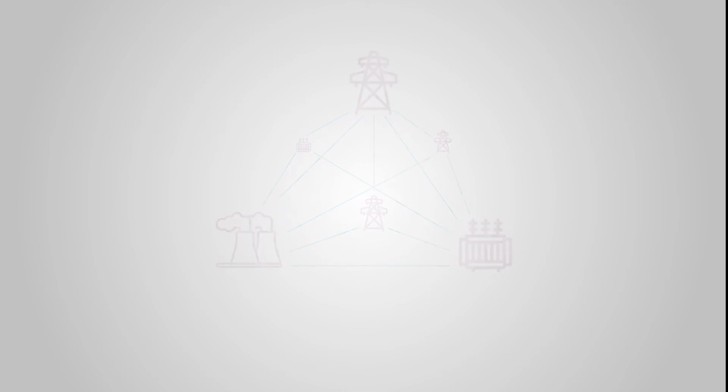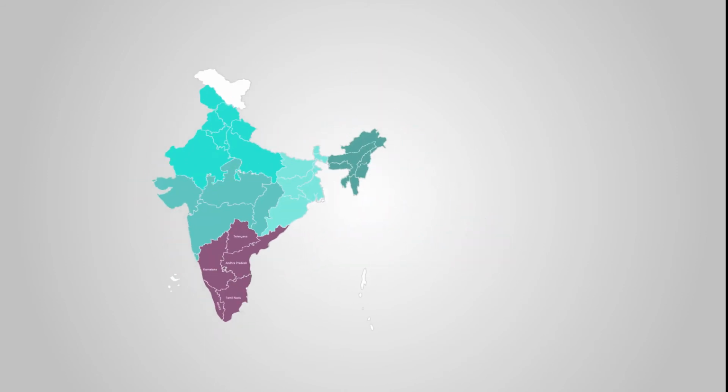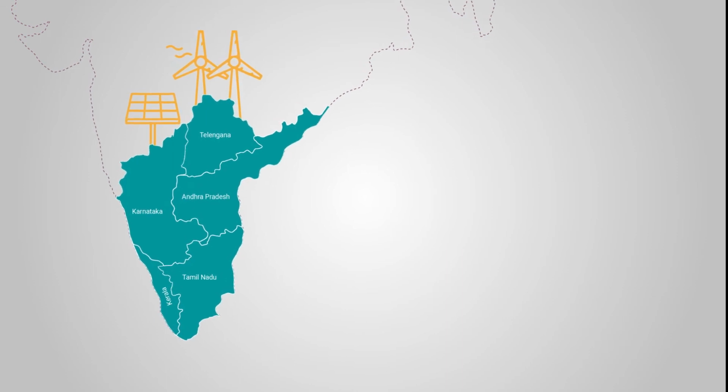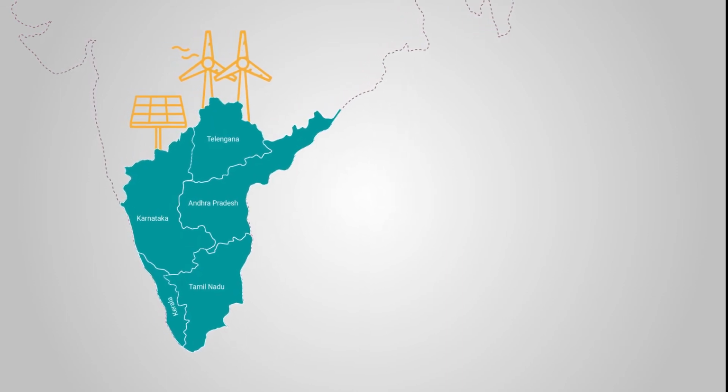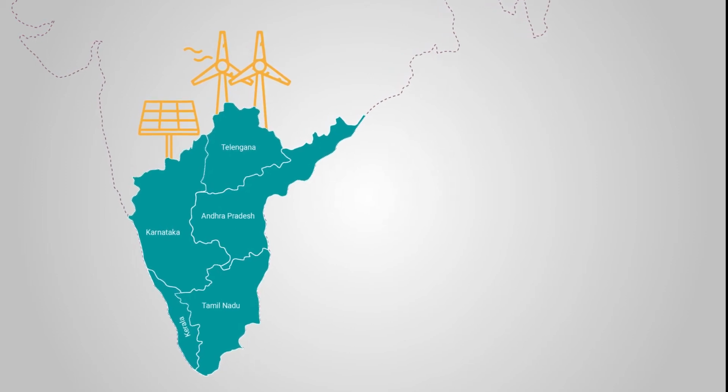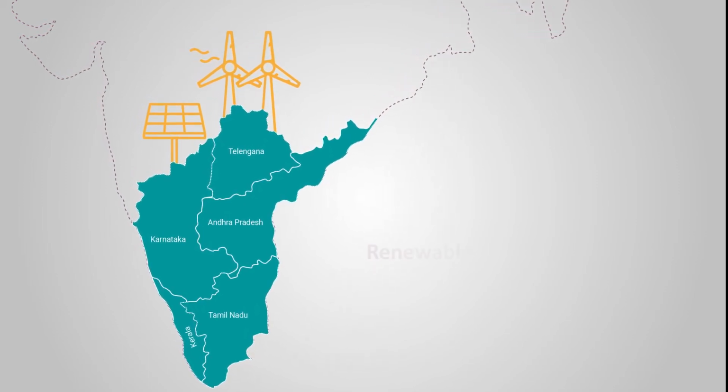These generating stations are interconnected via a network of transmission lines that crisscross the nation and substations that convert power into different voltage levels. India's power system is split into 5 regions: the northern, western, eastern, northeastern, and southern regions. The southern region, covering the states of Karnataka, Tamil Nadu, Andhra Pradesh, Telangana, Kerala, and the Union Territory of Puducherry, has the highest potential and deployment of renewable energy in India.